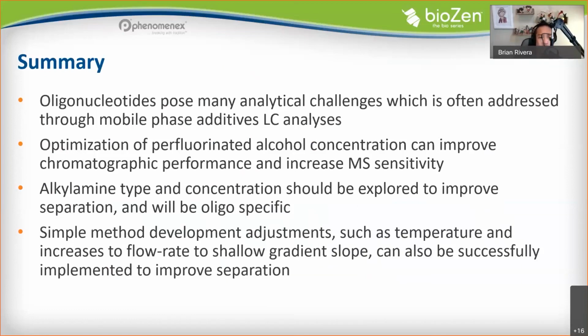And then finally, simple method adjustments. Things like temperature and flow rate are very easy things to do, literally a couple of clicks of your mouse in your method. Those can lead to some incremental improvements and should be explored, especially something like temperature, which for a single-stranded oligo is going to be different than for a duplex.